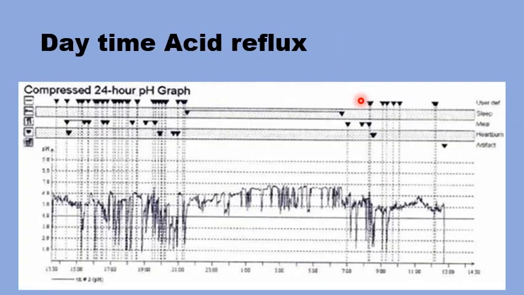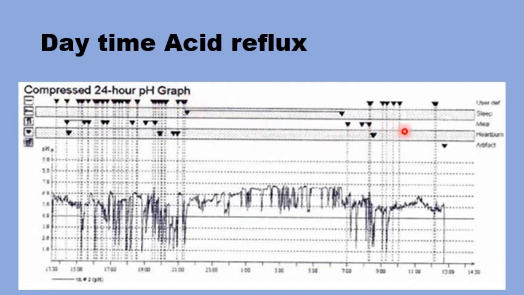In this chart, you could see the relation between certain activities recorded by the patient in the upper part of the trace and the pH level in the lower part. For example, the patient's sleep was marked in here. The patient's upright position was marked in here.